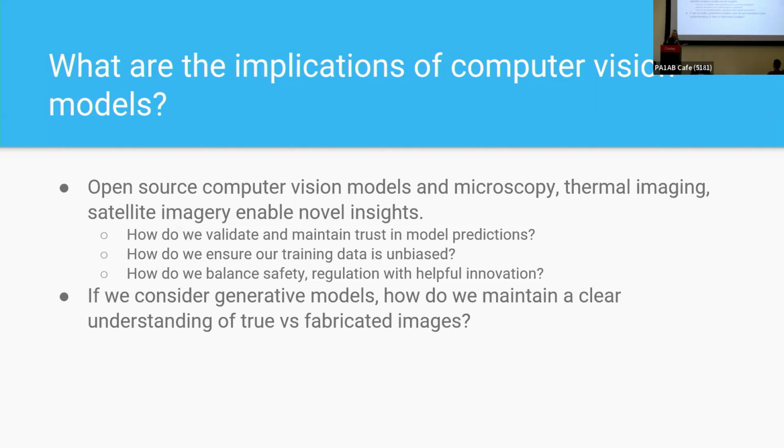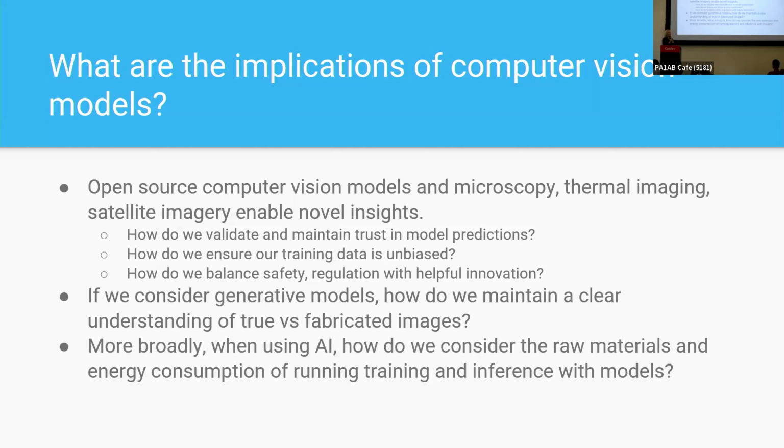And I haven't even touched on generative models that are all the rage, but with these new capabilities, how do we maintain a clear understanding of true versus fabricated images? And lastly, more broadly, when using AI, how do we consider all those unseen elements, like the raw materials that went into the computers, or the energy that was necessary to run training and inference? So just as we increase our reliance upon AI and these technologies, our compute will go up and our energy demands will go up. So I think it's really important to think about these and how can we consider alternative methods that are more energy efficient.